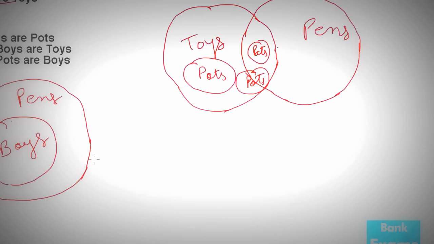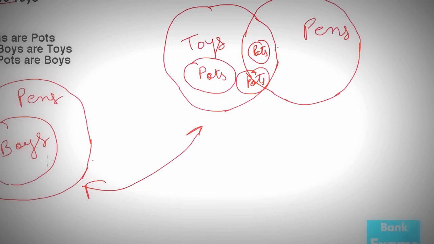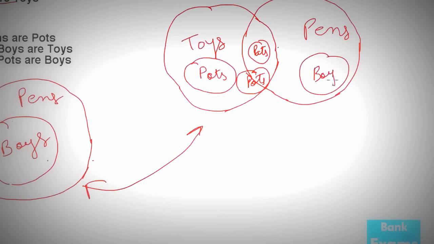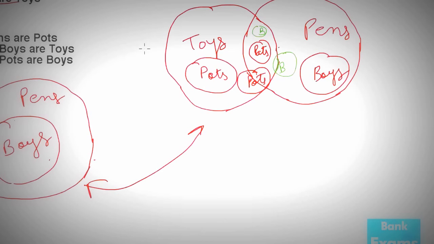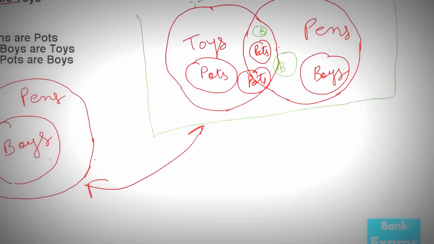So we can join these two diagrams. So boys can be here, or the circle boys can be here, or it can be like this here. Some part is covered there. So this is the final diagram. So we integrated all three statements here. So let's move on to the conclusions.